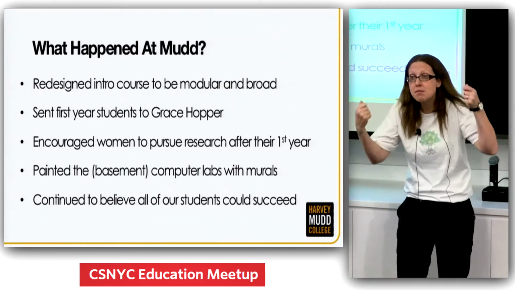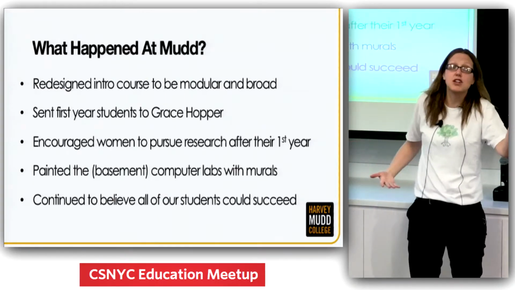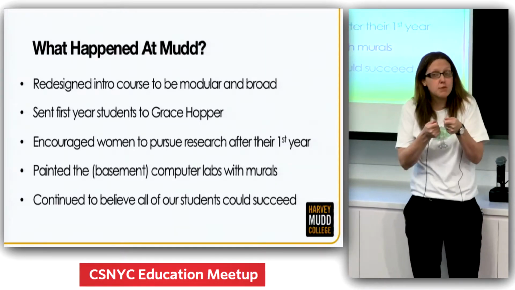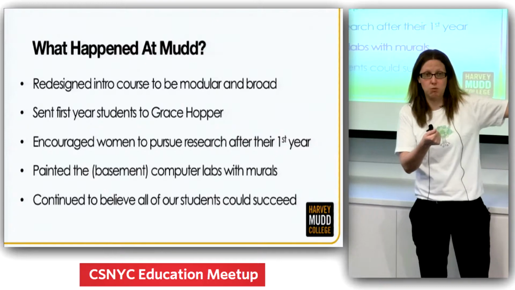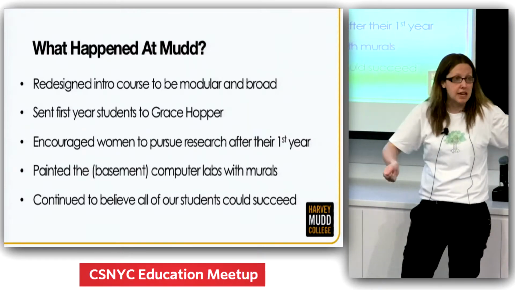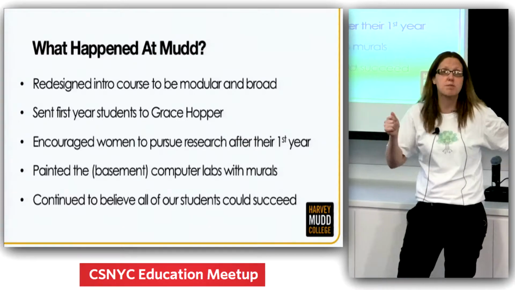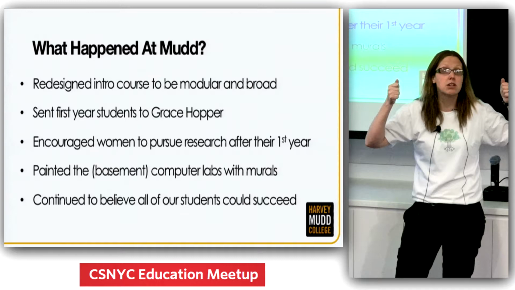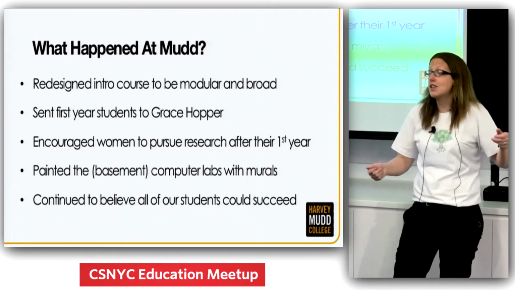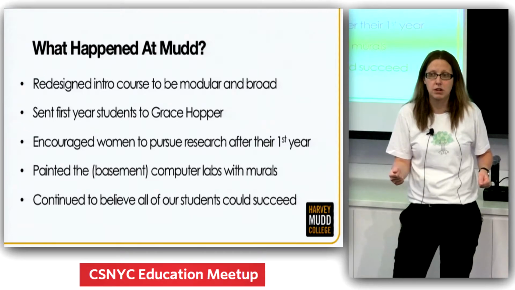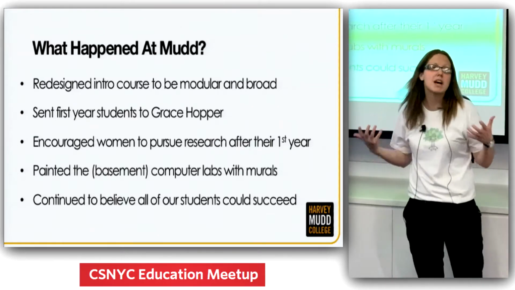Okay, some of these things are super expensive. Send all of your students to Grace Hopper. Some of these are not. And the thing was, even when we had 11% women in our major, the faculty all believed that all of our students could be successful learning computer science. And I think a sad thing at the college level is that there are not a lot of departments that have that unanimous belief, okay? Because there's a lot of ideas around innate ability.